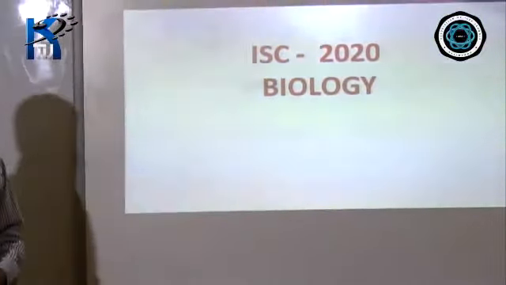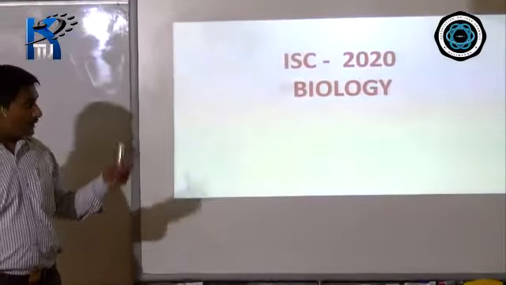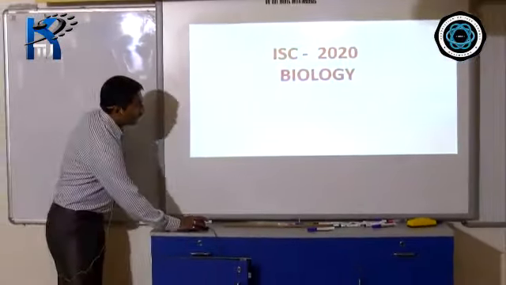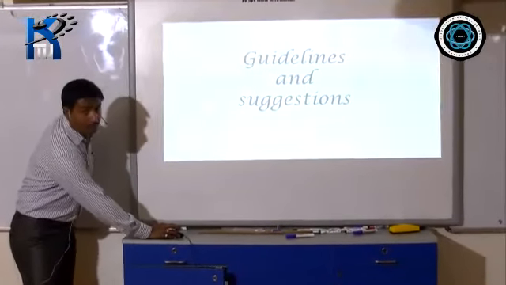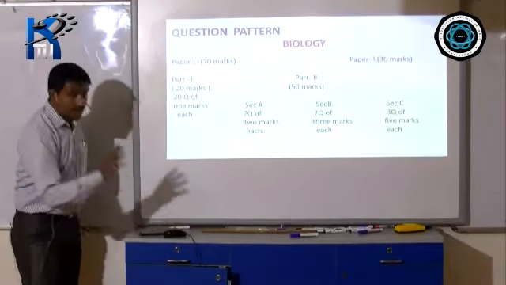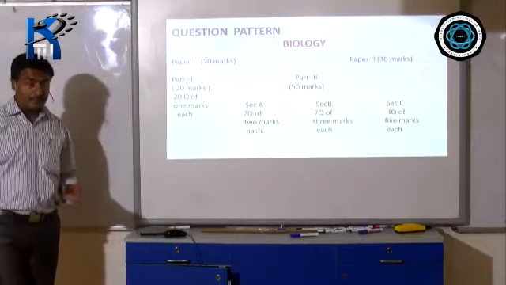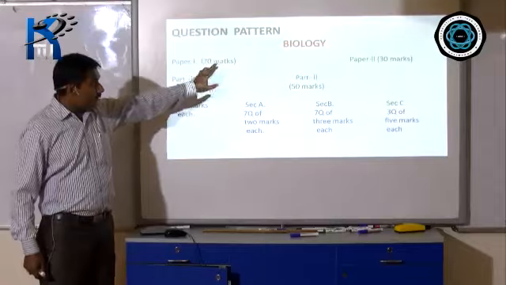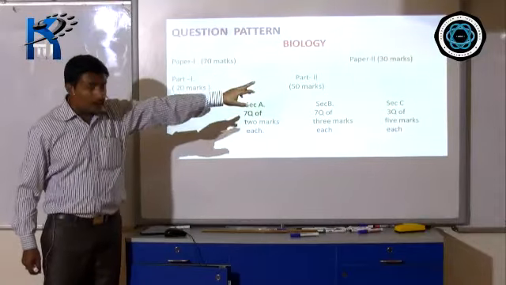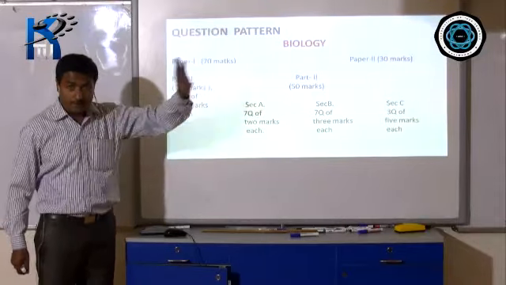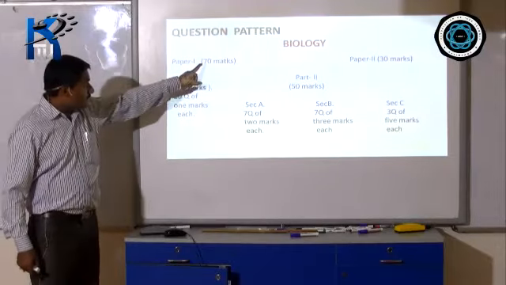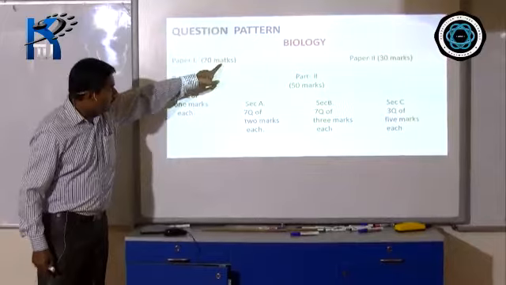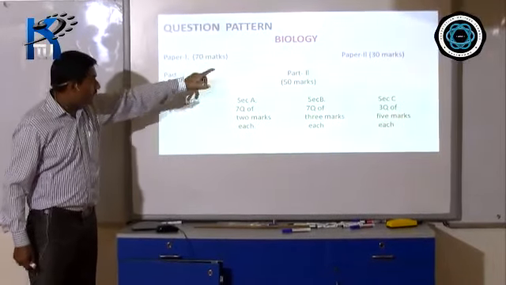I'll be giving you a few suggestions and guidelines for your upcoming examination. But before that, let's look at the question pattern. Your Paper 1 is of 70 marks. Paper 2 is 30 marks, which you have already appeared for. Paper 1, 70 marks. The spelling is quite wrong here, MARKS, okay, anyway.